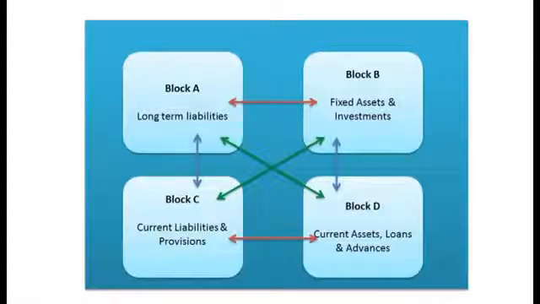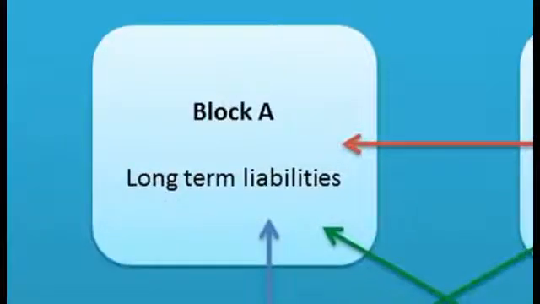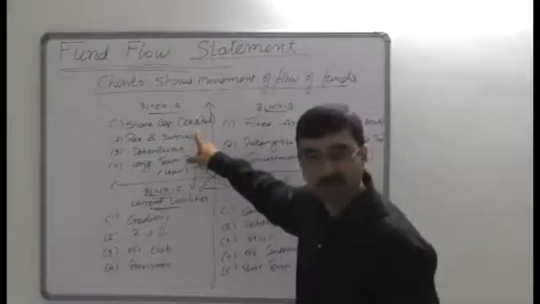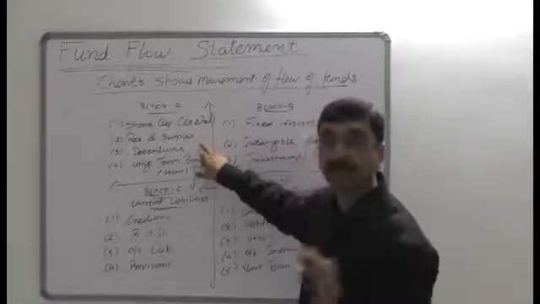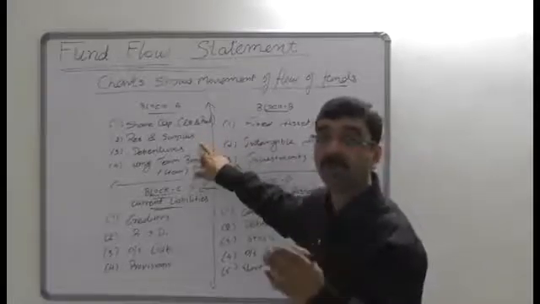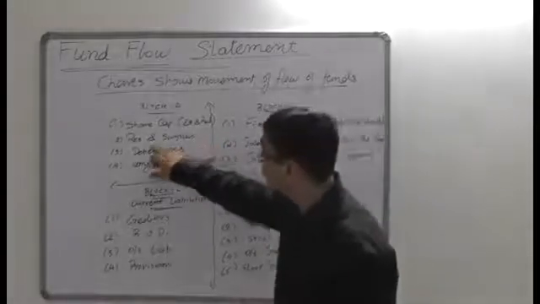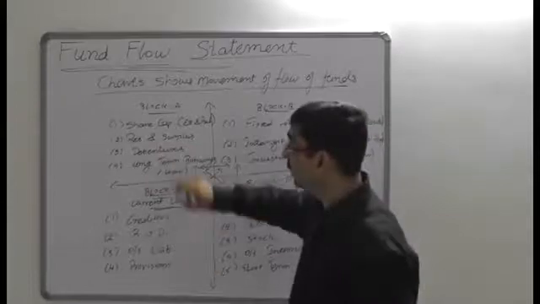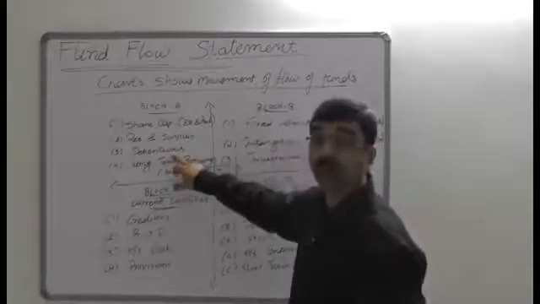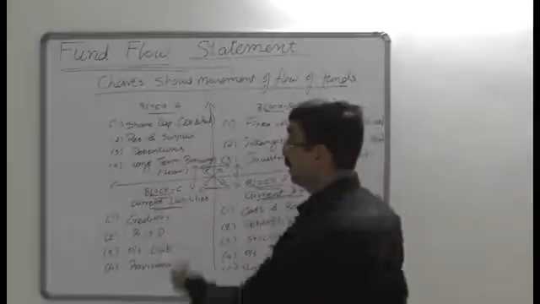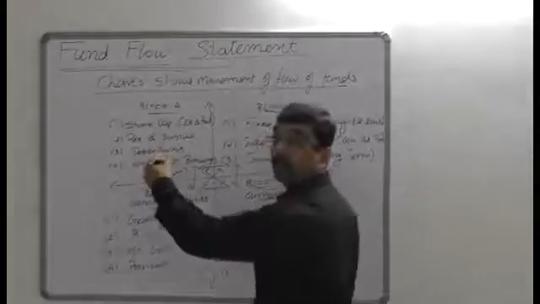First, just see here, the balance sheet is divided into 4 parts, like Block A. It is the part of long-term liabilities that carries share capital, which includes equity and preference shares. Then reserves and surplus, that is retained earnings, whatever amount of general reserves, capital reserves and other reserves, and surplus in the profit and loss account, are considered under this category. Then the long-term borrowings like debentures, bank loans and loans from financial institutions. So that is considered under Block A.